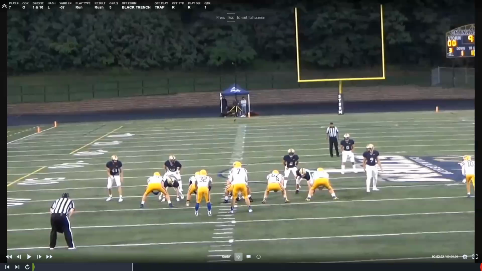I'm going to do a quick video on our blocking schemes against Chanhassen this week and what they're going to look like. This is film from last year with us against Chanhassen. We're assuming that they're going to run the same defense that they did last year.